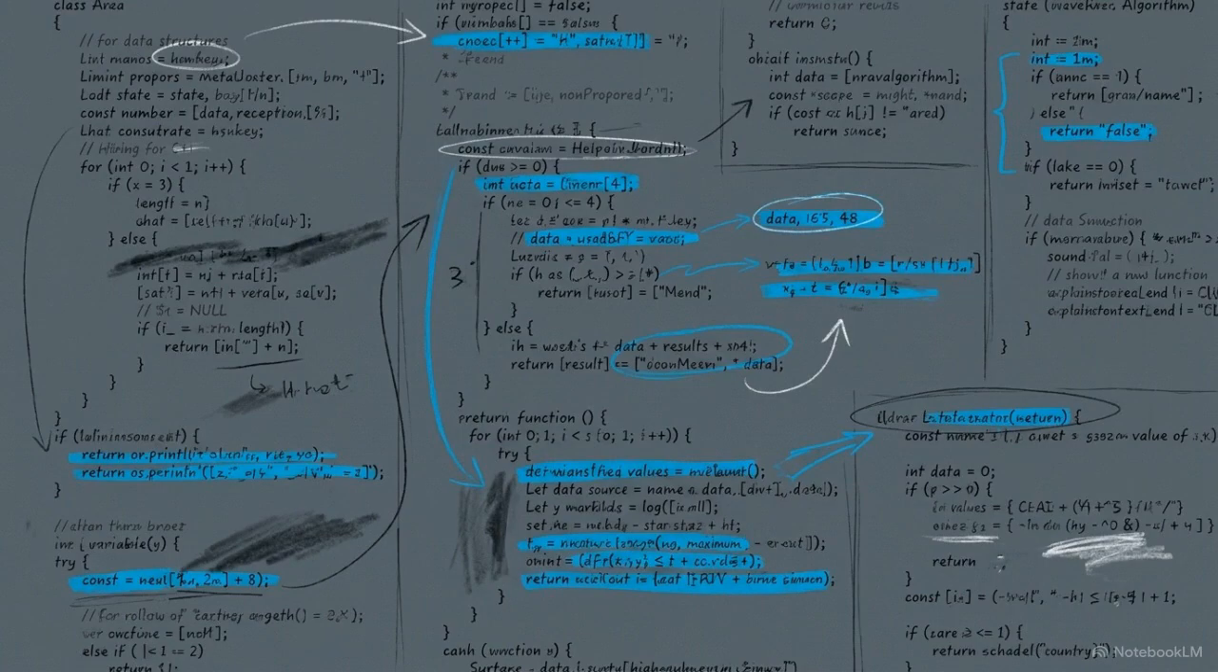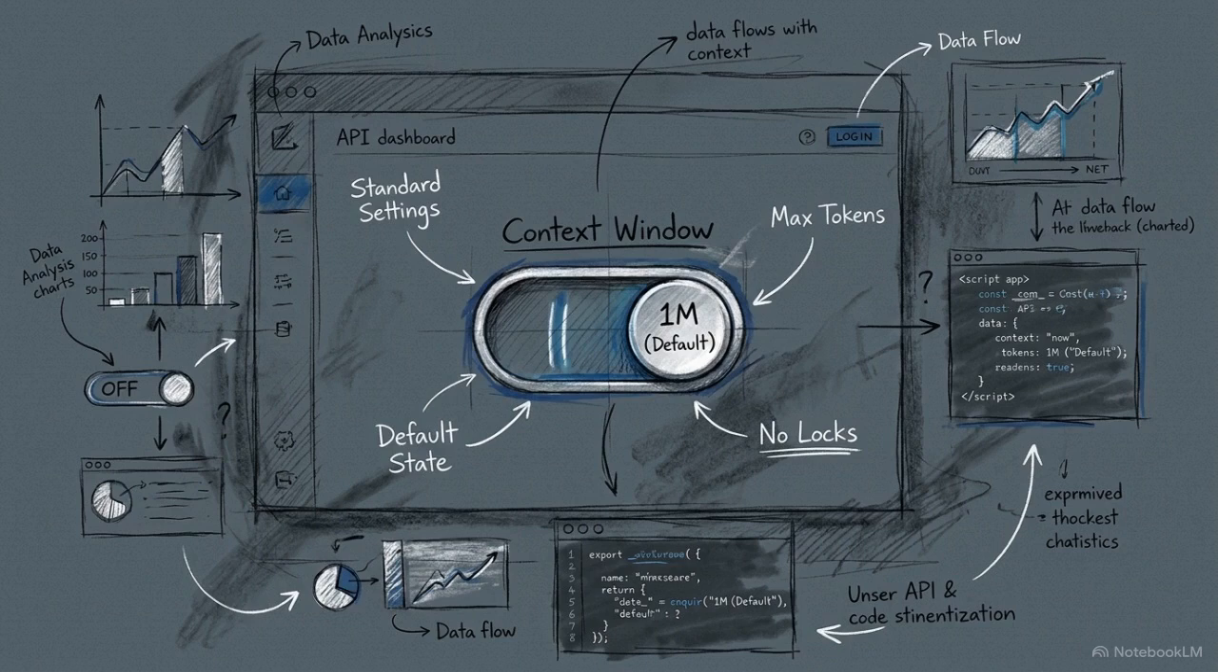Furthermore, V4 Pro handles a 1 million token context window. This capacity is treated as a default functional standard for the API, rather than a restricted high-premium feature.